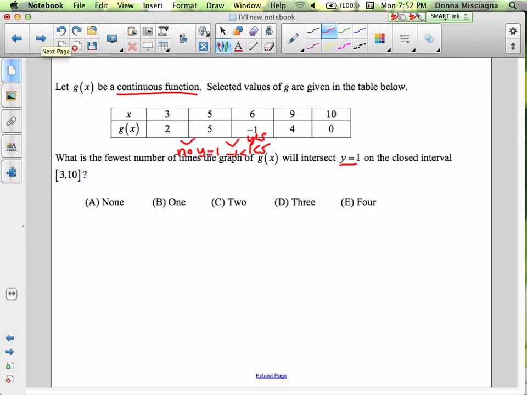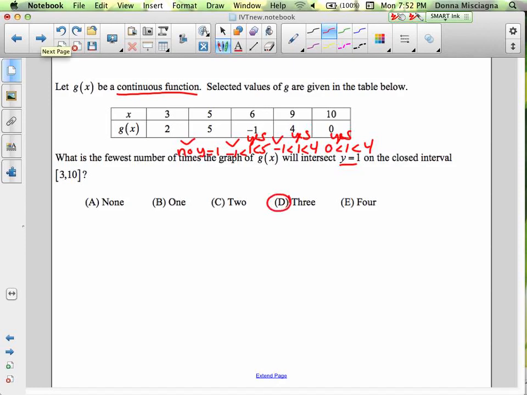How about the next one? Oh, that's a yes. All right, because 1 there is in between negative 1 and 4. All right, how about the next one? That's got to be a yes as well, right? Because 1 is between 0 and 4. So you're looking, anytime you went past 1 along the way to the next y value, you have to cross 1 because this is a continuous function. All right, so we had 3 yeses, and 3 is the answer.